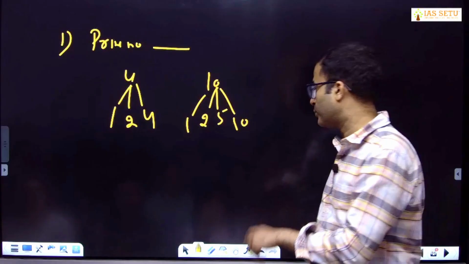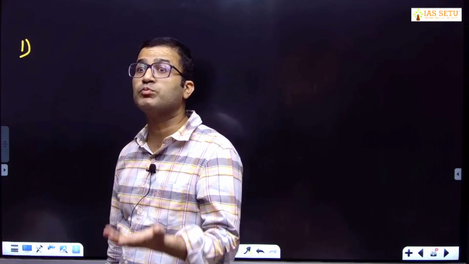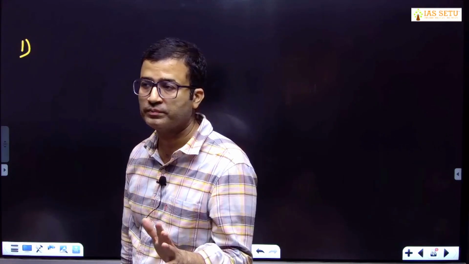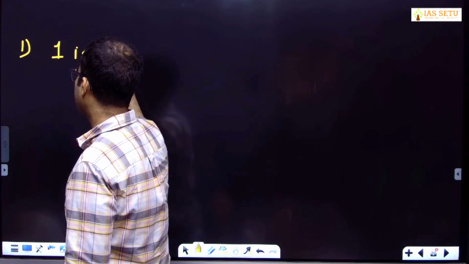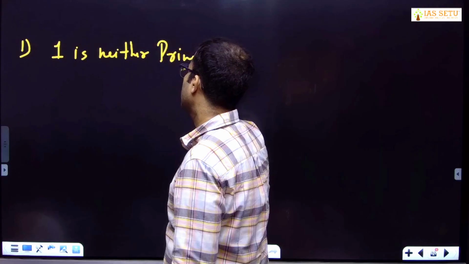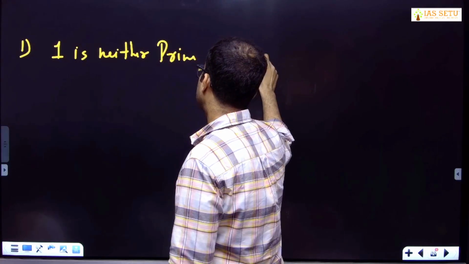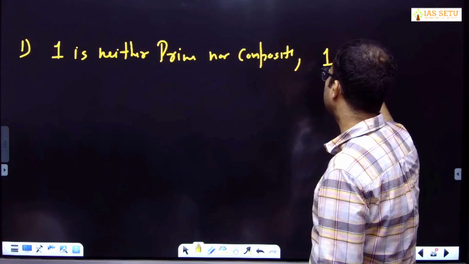Now next point, I give you some observations. You write the first observation, because some students say, sir, can we consider 1 the smallest prime number? I say no. So you write: first, 1 is neither prime nor composite. 1 is unique.